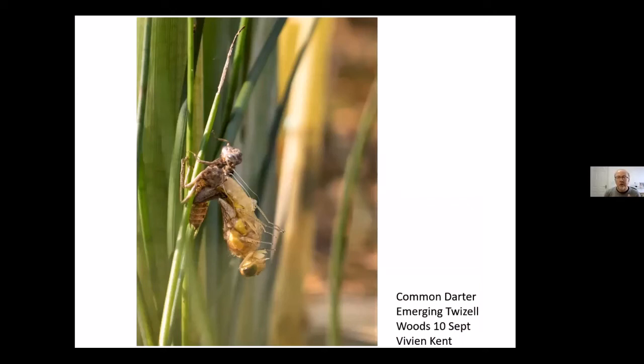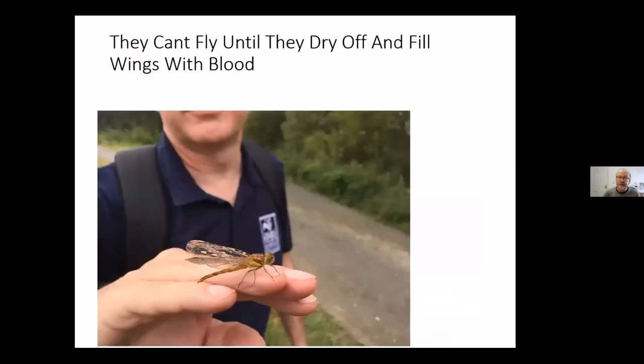And if you see one, we really want to have that recorded for reasons that I'm going to come on to. They can't fly off until they have got blood into their wings and they've dried off a bit. So that's me in the background there with a common darter. And if you look, the wings are shiny and they look wet. So if you see a dragonfly with shiny wet wings and it doesn't appear to be flying either at all or very much, it's just emerged, it's just been born.